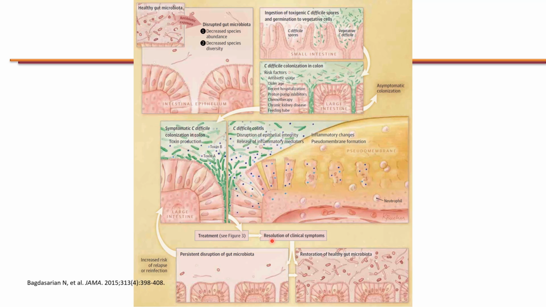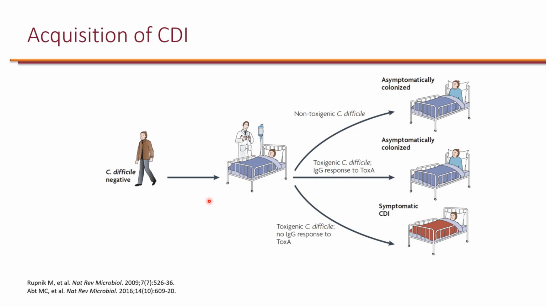When patients receive treatment with antibiotics for C. diff infection, the clinical symptoms will be resolved. Over time, the healthy gut microbiota will be restored, protecting the patient against future C. diff recurrences. However, if the gut microbiota continues to be disrupted, then the patient will be at risk of getting recurrent C. diff infection.